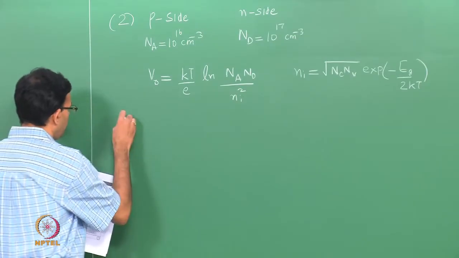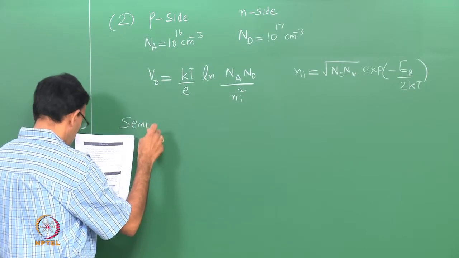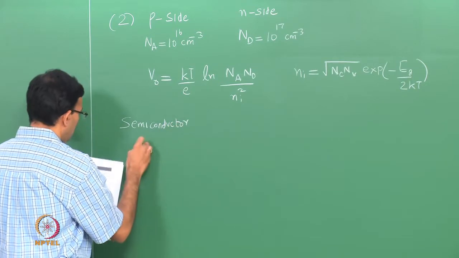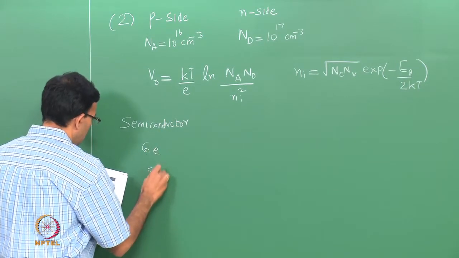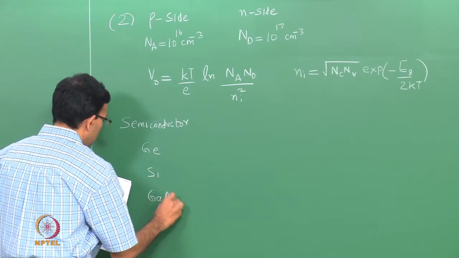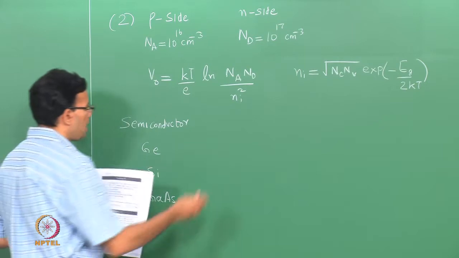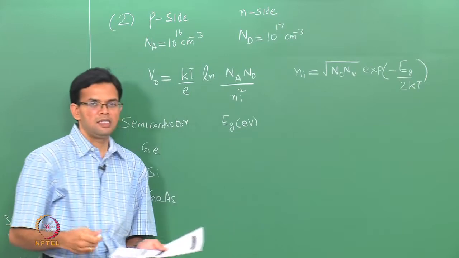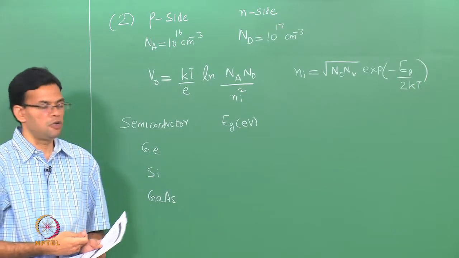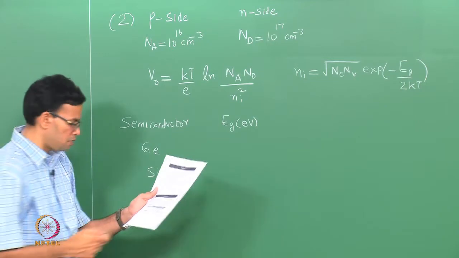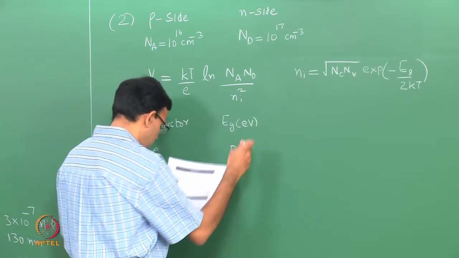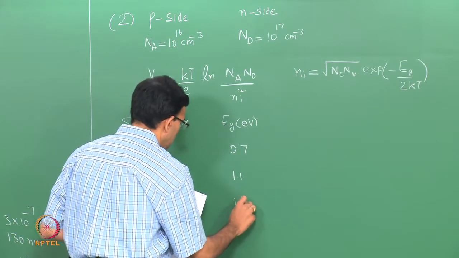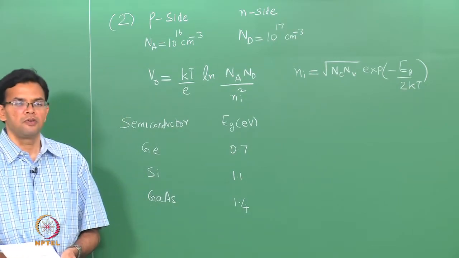So, in this case we have 3 materials. I will write down the table that is given in the problem. So, we have germanium, silicon, gallium arsenide. The band gap values are given in Eg and these are mainly used just for comparison. We do not need the band gap values as far as this problem is concerned. Germanium is 0.7, silicon is 1.1, gallium arsenide is 1.4.